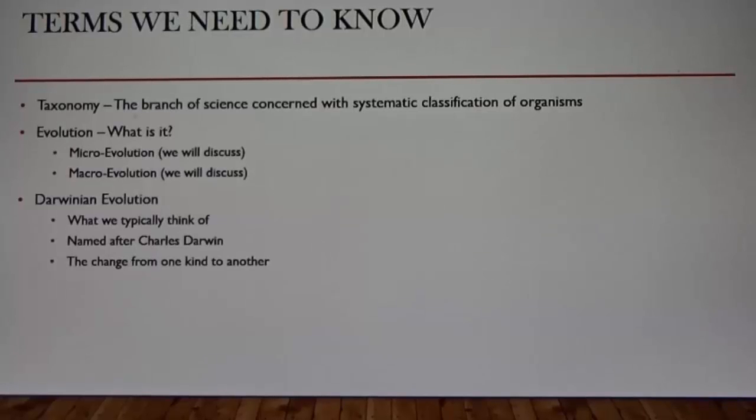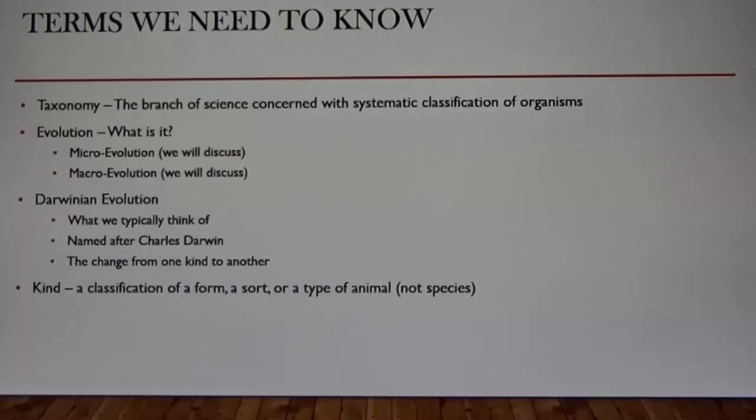So the change from one kind to another is Darwinian evolution. And this is extremely, extremely important. If you don't take anything else away from this study, you need to understand that Darwinian evolution claims that there's a change from one kind, not species, one kind to another. We're going to talk about exactly what that means in a little bit.